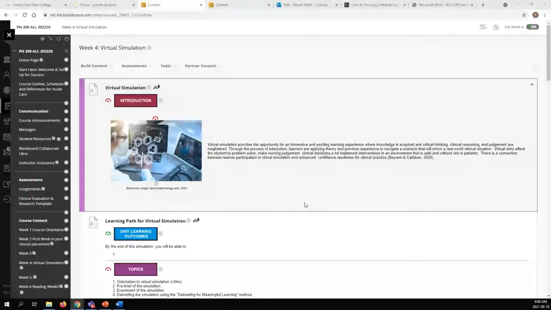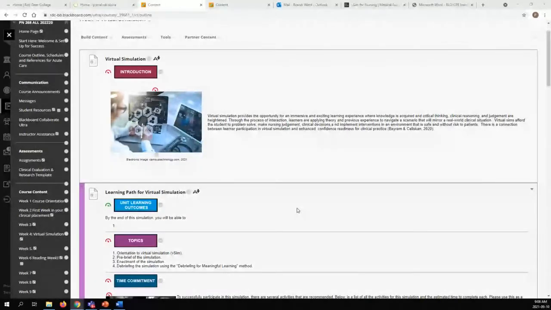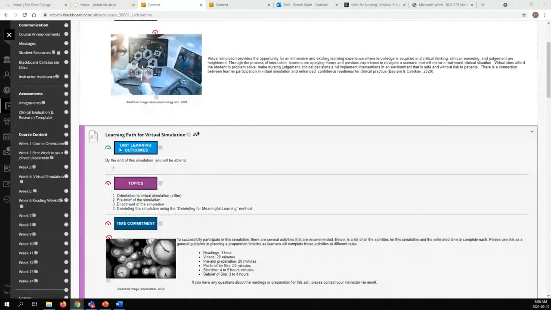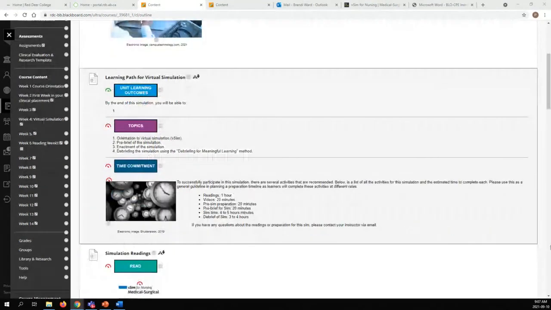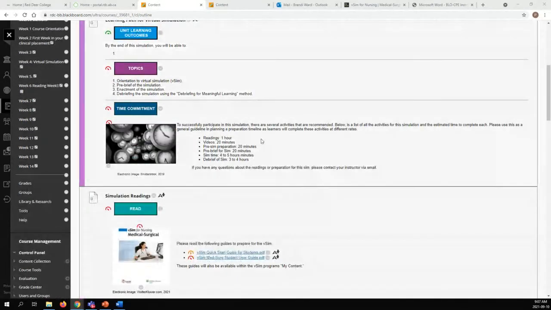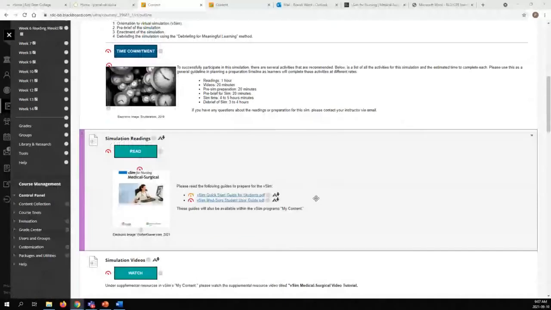Just like with every other one of your Blackboard units, we always like to throw in a little bit of an introduction and a hook and try to provide some evidence around exactly what it is that we're doing for that week. You're going to see there's a learning path for the virtual simulation, and it is still under construction. Hoping to have everything finalized within the next week and a half. And then kind of touching base on those topics again, as well as the time commitment you're going to be looking at within the simulation itself.